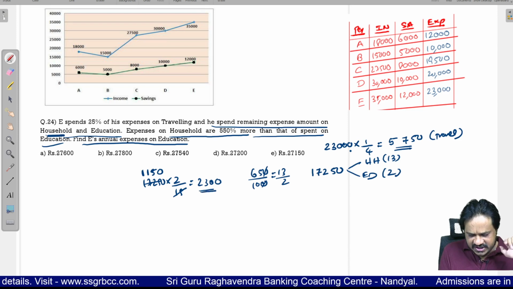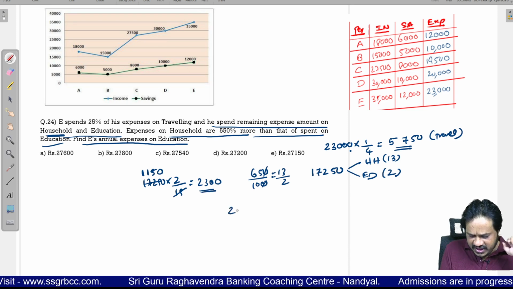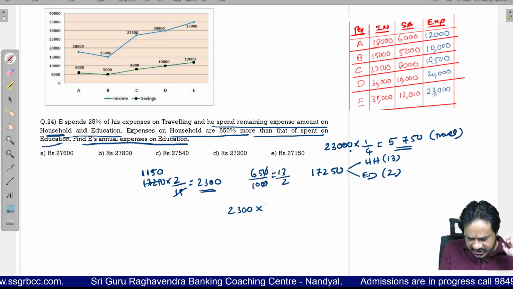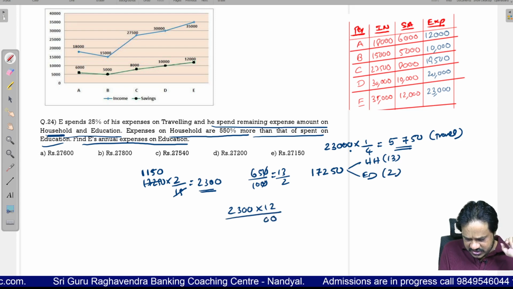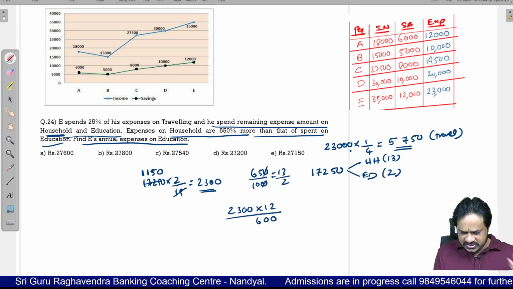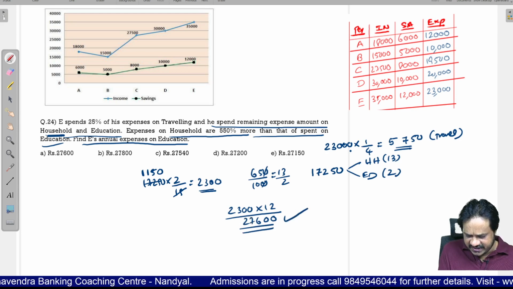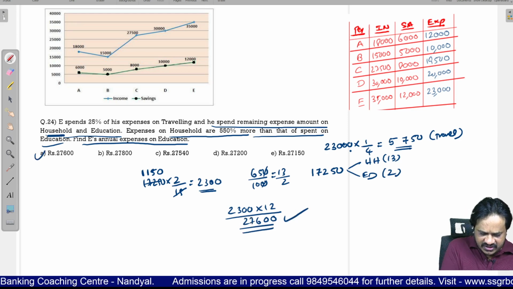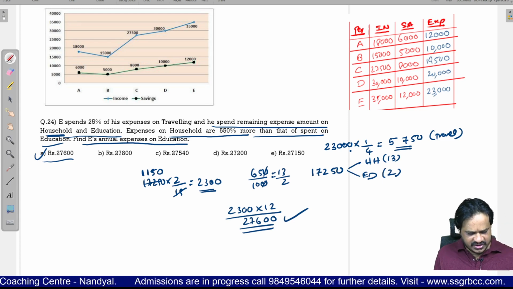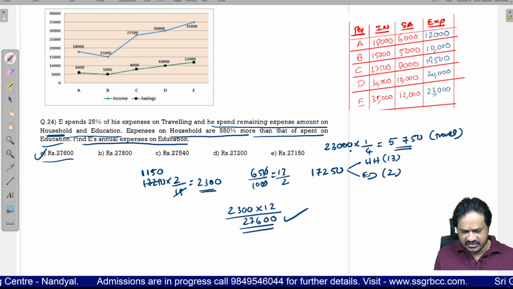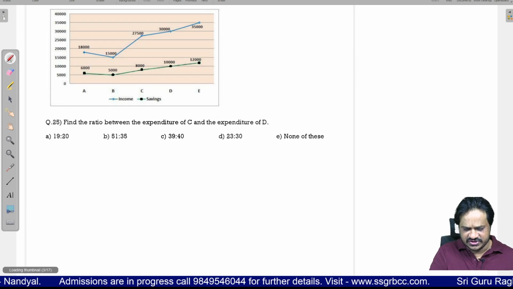Now, this is the monthly. We want annual. Annual means 2,300 into 12. So, how much are we going to get? It is 27,600. This is the annual expenditure on education. So, option is 1. Let us see the next question.